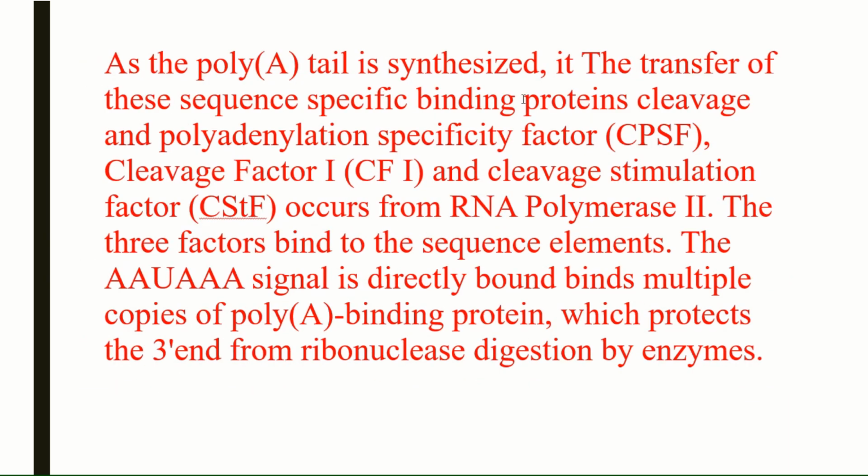As the A tail is synthesized, the transfer of the sequence-specific binding proteins, cleavage and polyadenylation specificity factor or CPSF, cleavage factor 1 or CF1, and cleavage stimulation factor occurs from RNA polymerase II. These three factors bind to the sequence elements. The AAUAAA signal directly binds multiple copies of polyadenylate tail binding protein, which protects the 3' end from ribonuclease digestion by enzymes.